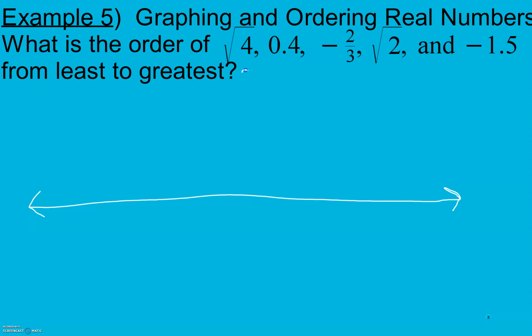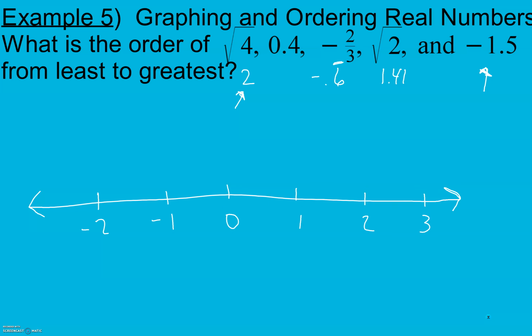Square root of 4 is 2. 0.4 is already a decimal. Negative 2/3 is negative 0.6 repeating. Square root of 2 is about 1.41, and I have negative 1.5. So my highest value here is 2, and my lowest value is negative 1.5. So I need to go from negative 2 to 3, just to give us a little bit more room.